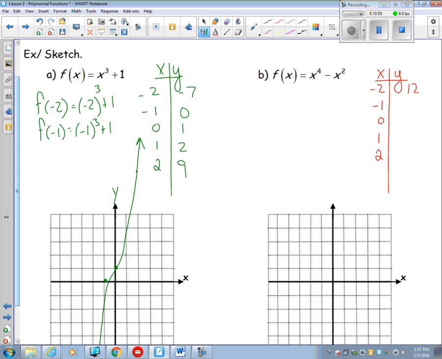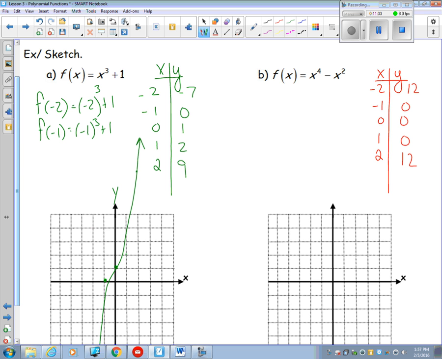Negative 1 to the power of 4 is 1 minus negative 1 squared, also 1. I get 0. 0 squared, or 0 to the 4 minus 0 to the 2 is also 0. 1 to the 4 minus 1 squared. 0 again. This is weird. 2 to the 4. 2 times 2 times 2 times 2 is 16. 16 minus 2 squared, 16 minus 4 is 12. This is a weird table, right? We don't usually see things like this. We might need some extra values to figure out what's going on here.